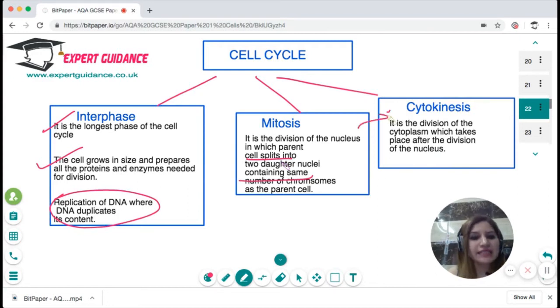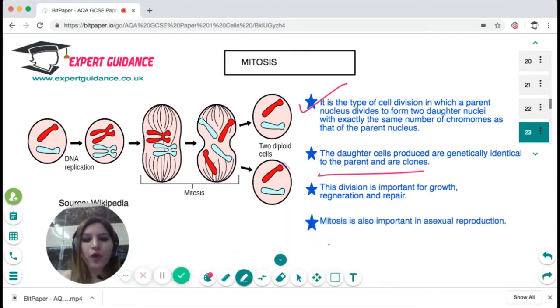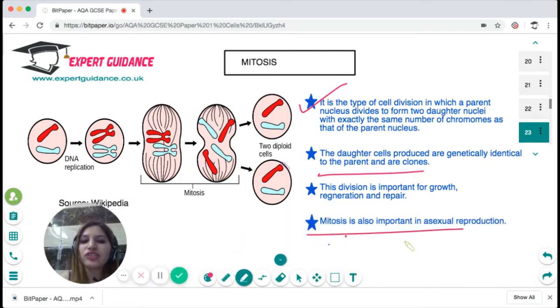And next is cytokinesis. It is the division of the cytoplasm, which takes place after the division of the nucleus. Now, what is mitosis? It is a type of cell division in which a parent nucleus divides to form two daughter nuclei with exactly the same number of chromosomes as that of the parent nucleus. The daughter cells produced are genetically identical to the parent, and we can call them clones. This division is important for growth, regeneration, and repair, and mitosis is also important in asexual reproduction.